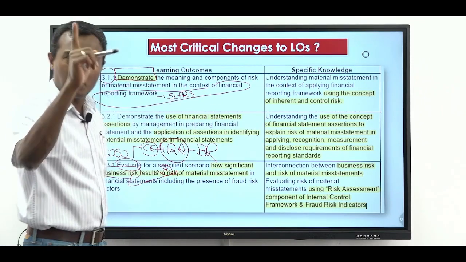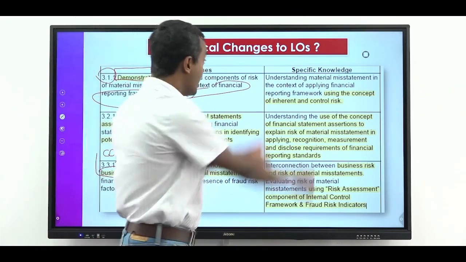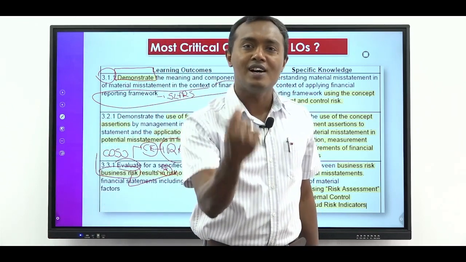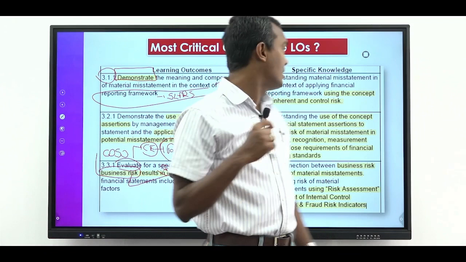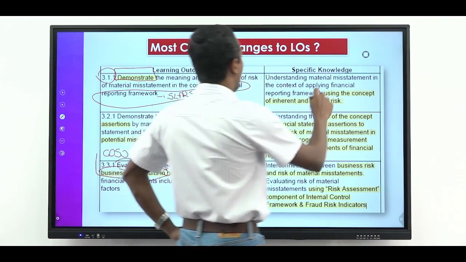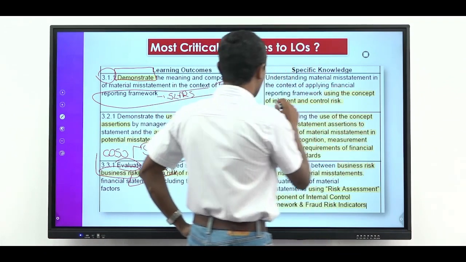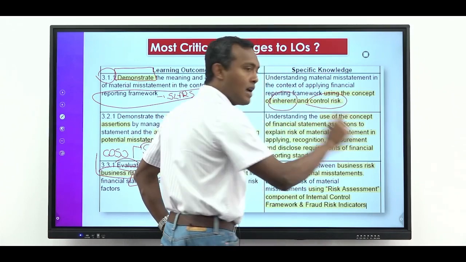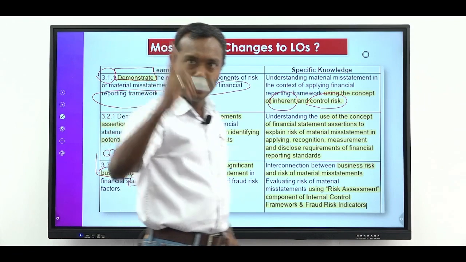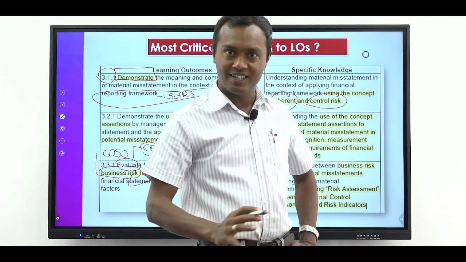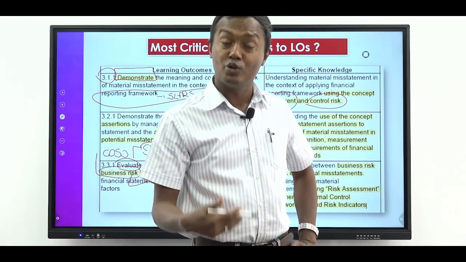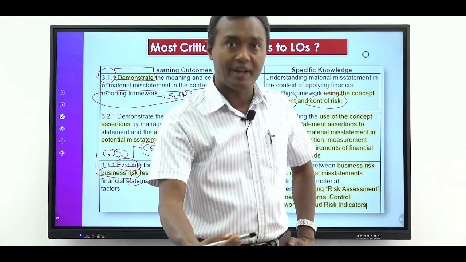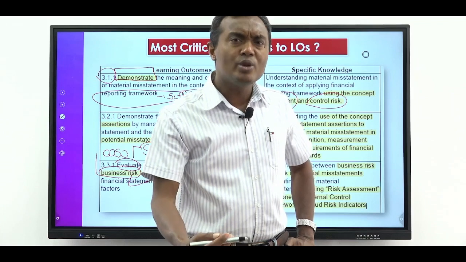So to explain this, I said the second column is very important. It tells you what needs to be there in your answer, right? And that is what? Using the concept of IR and CR. That is why I said, although the auditing standard book is not there, you have an open book still, these concepts you need to understand. Inherent risk.